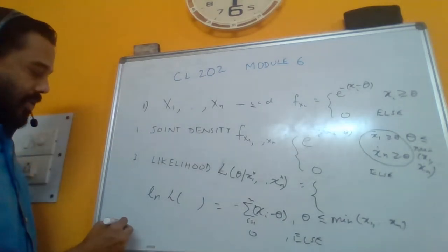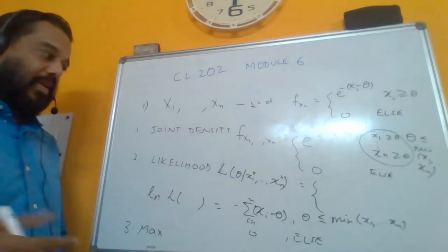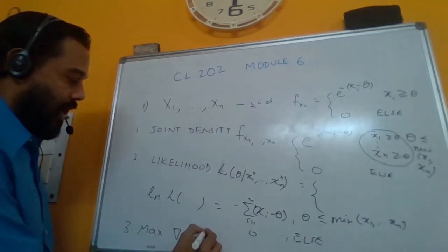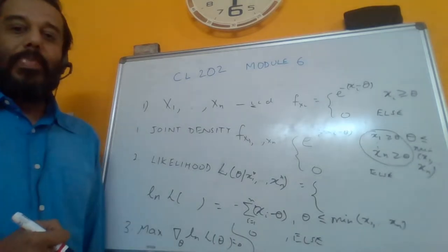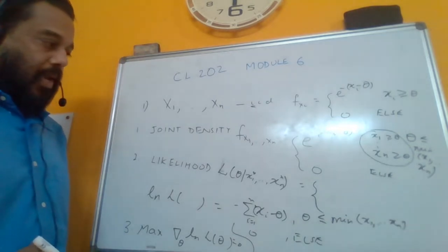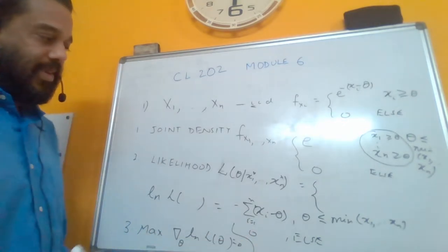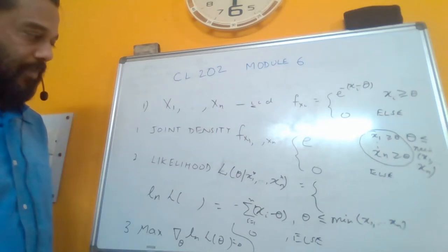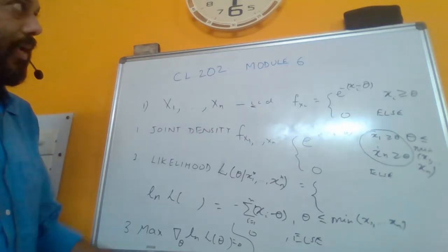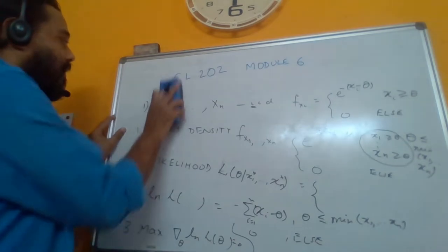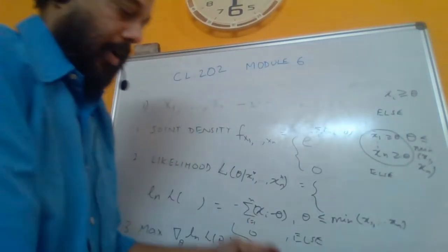So I come to my third step, which is finding a max. How do I find a max? I can find a max by taking the derivative and setting it equal to zero. So I should take the gradient of ln L of theta with respect to theta, set it equal to zero, and that will give you your maximum likelihood estimate. Now, in this case, it is already linear in theta. So when you take the derivative with respect to theta, there is no more theta in the remaining equation. So a simpler way probably is to look at it graphically. Let me see if I can do this graphically.